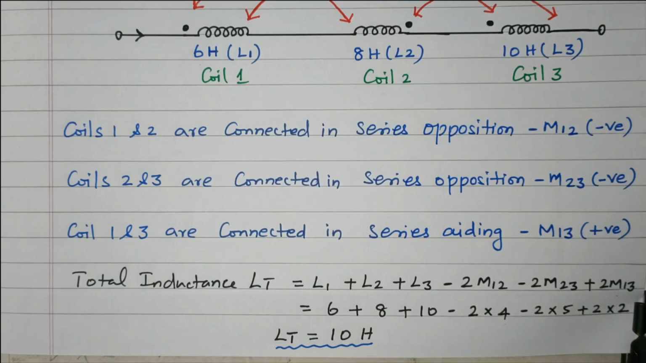So in this video, we have calculated the total inductance of 3 coils connected in series. The basic formula is L1 plus L2 plus or minus 2M: plus for series aiding, minus for series opposition. That is decided based on whether the current enters the dotted or undotted end. So by inspecting this diagram, we found which coils are series aiding and which coils are series opposition. Based on that, the values were entered in the formula, and we calculated the total inductance.